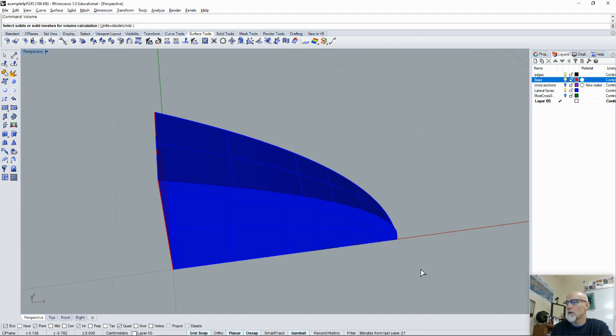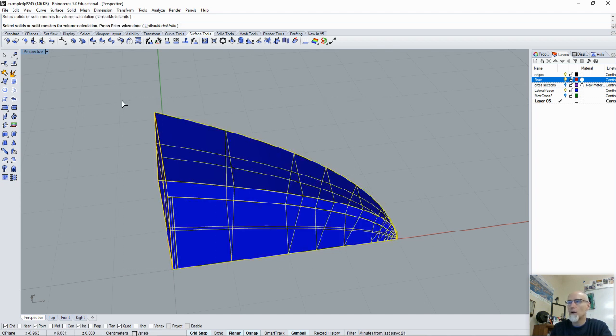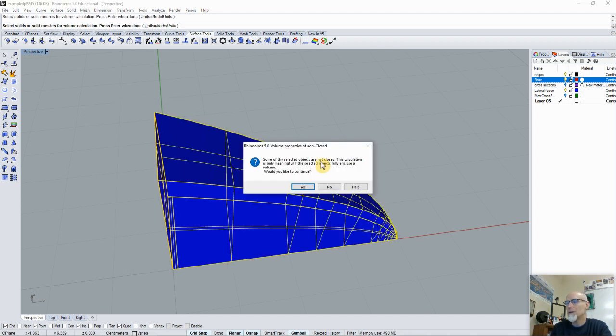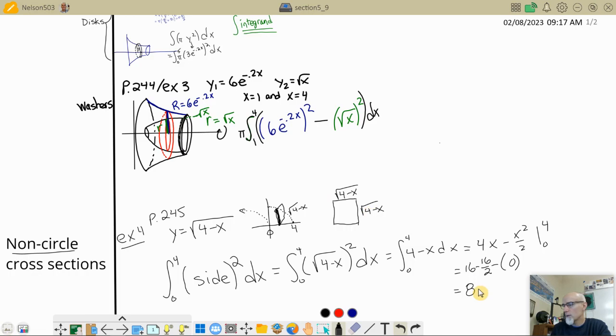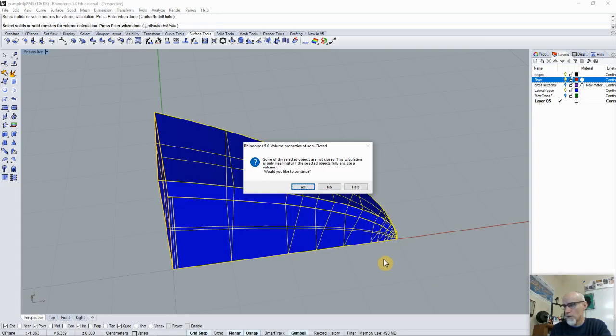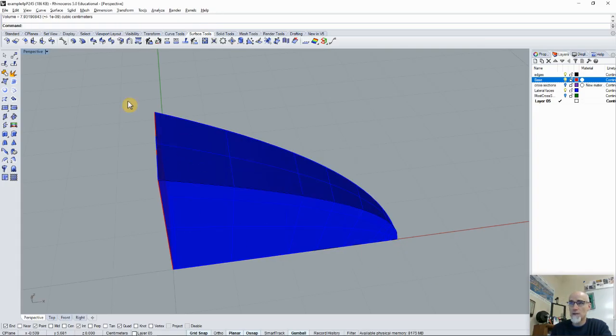It says select your object. So here we go. I'm going to select my object. I'm going to hit enter. It says it may not be everything enclosed. It might not make complete sense, but you know what? We're expecting it to be close to 8. If it's way off from 8, then either we made a massive mistake or Rhino is totally messed up because it has too many openings. Okay, so I'm going to hit yes. I want to continue. I want to see what it says.